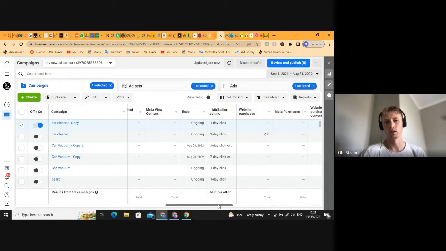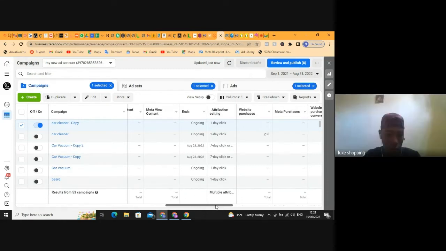Because now you might have more purchases on the top campaign compared to the one below, the car vacuum copy 2 and the car cleaner copy. You can't compare them because you don't have the same attribution setting. So if you want to be able to compare the two campaigns up against each other, you need to have the same attribution setting. Does it make sense?